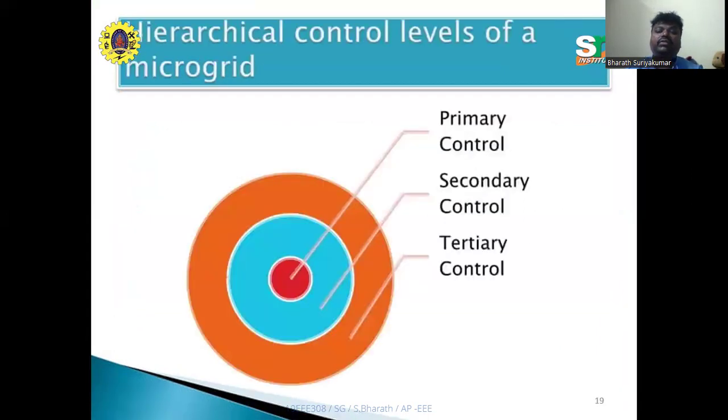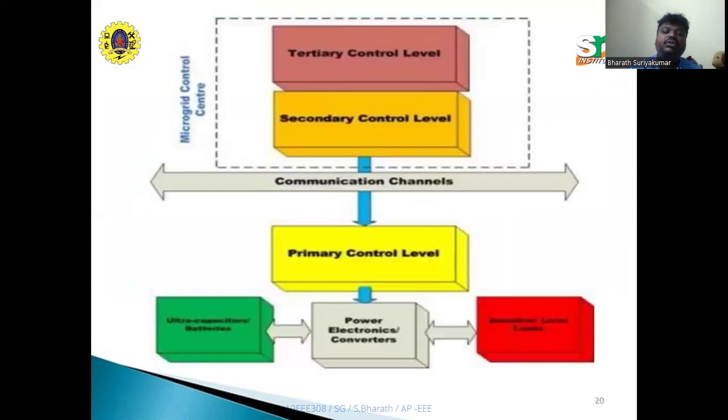The hierarchical control levels of the microgrid consist of three different levels. What are the three different levels of control? One is called the primary control, the second is called the secondary control, and the third is called the tertiary control. We will see the three levels in detail. One is primary control. The communication channels are connected to a microgrid control center through the secondary control and the tertiary control. It is also connected to a primary control center, which has the different battery packs, power electronic converters, and the local loads. This is the common block diagram of a communication channel and the control levels of a microgrid.